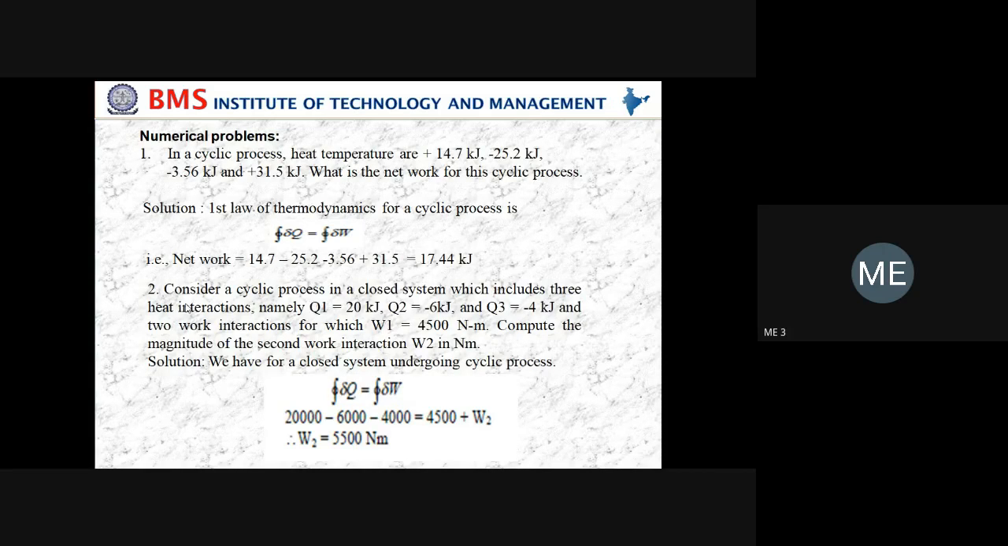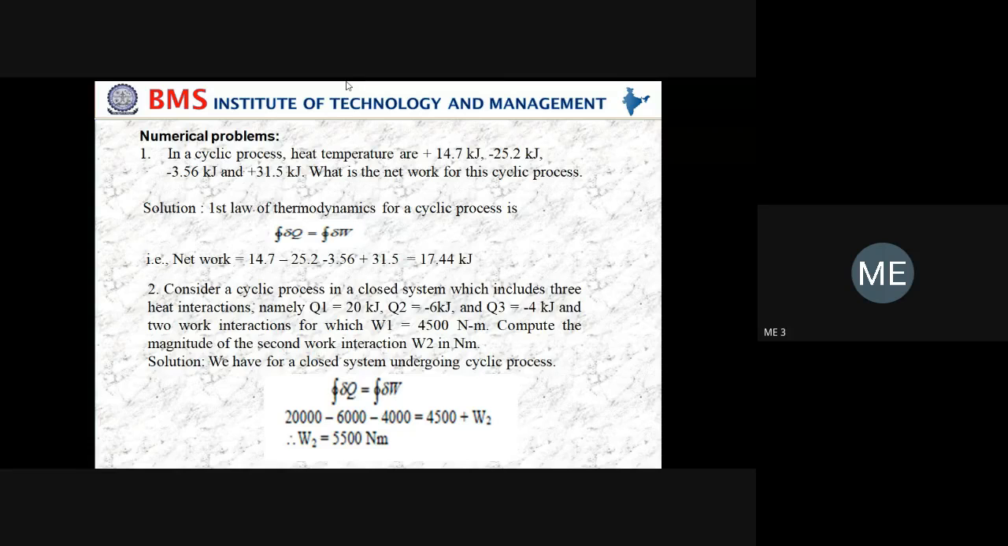Second one, once again, you have to read the heading of the problem. Consider a cyclic process in a closed system which includes three heat interactions, namely Q1 is plus 20 kilojoules. Plus 20 means the heat is added to the system. Q2 is minus 6 kilojoules. Minus indicates heat rejection from the system. Q3 is once again minus 4 kilojoules, that is heat transferred from the system.